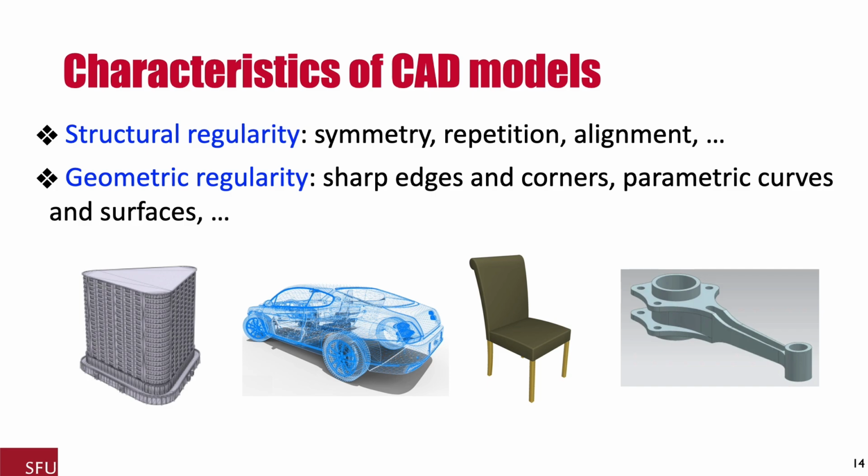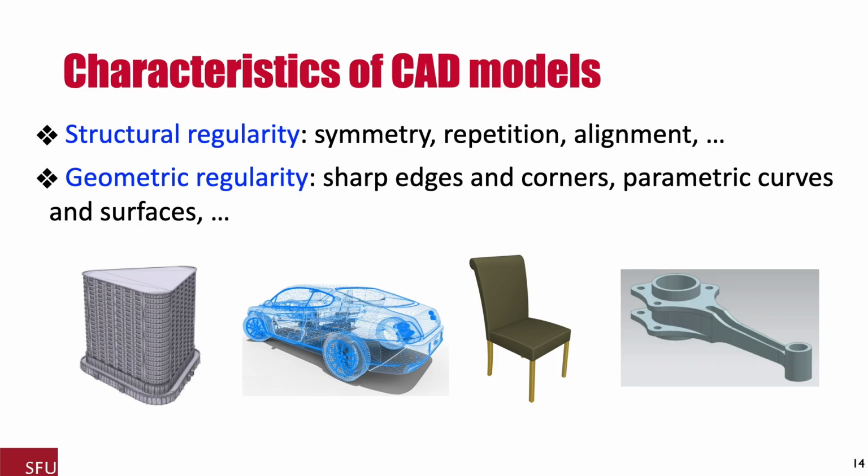CAD models have structural regularity, symmetry, and coplanarity. The reason is that they need to be used, right? If you use a 3D generative model where the chair needs to stand, that means the 4 legs need to be coplanar. Actually, this is not an easy problem. If you take any of the state-of-the-art 3D generative methods, the chair is not necessarily able to stand. There's also geometric regularity, sharp edges, corners, and parametric representations.